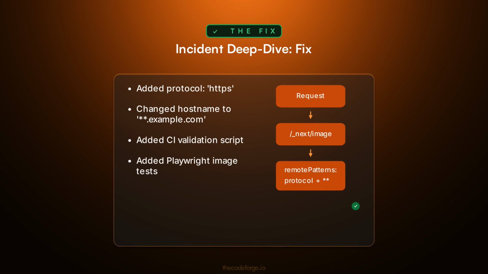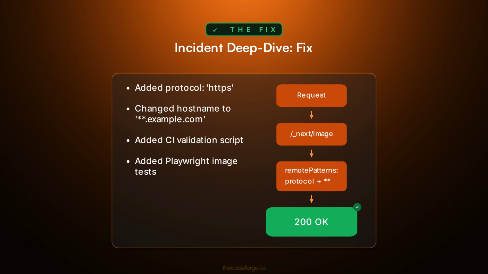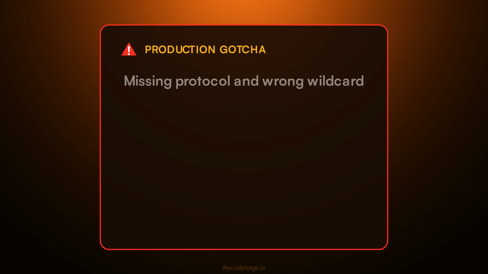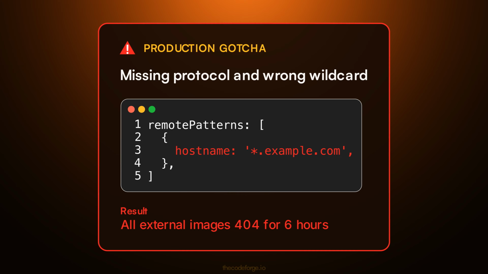The fix corrected remotePatterns to include protocol https and hostname **.example.com. Also added a CI check that validates remotePatterns against expected domains and a Playwright test that asserts images have non-zero natural width. This is the exact configuration that caused the 6-hour outage. The protocol field is missing, and the wildcard uses a single asterisk instead of double asterisks. Always include protocol and use double asterisks for multi-level subdomain matching.